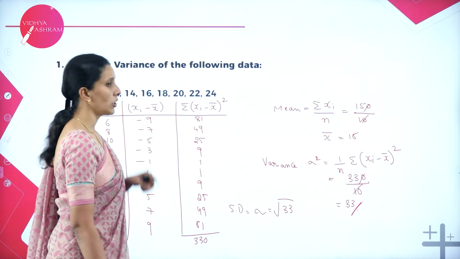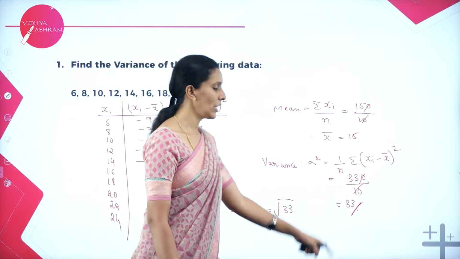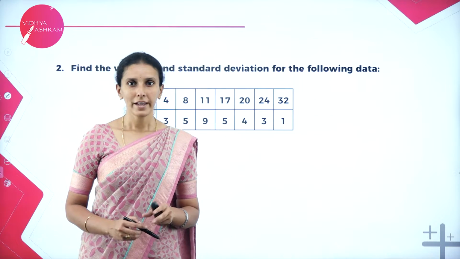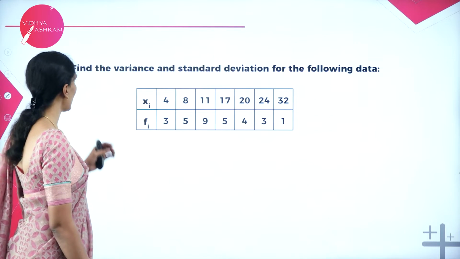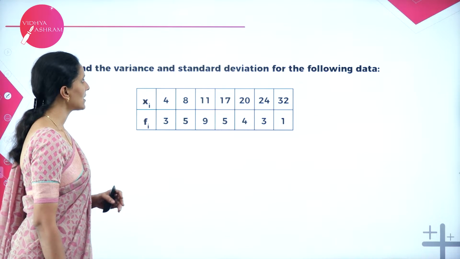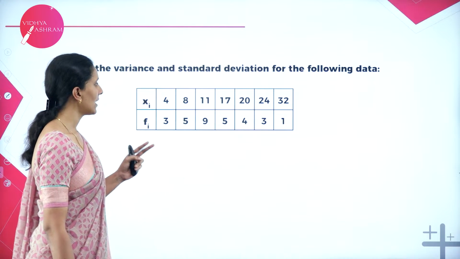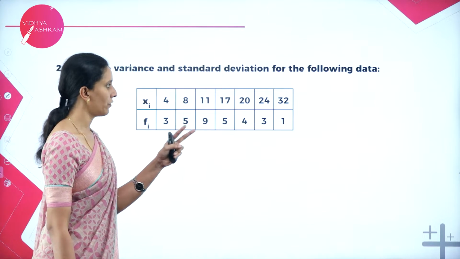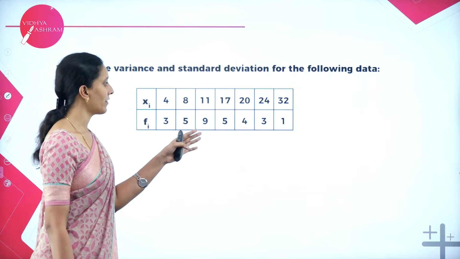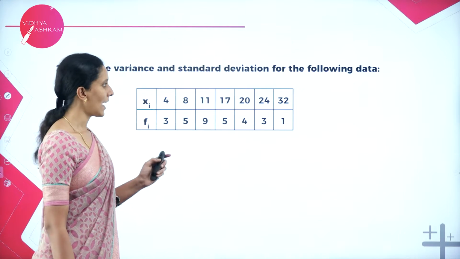Now here they have asked you to find the variance. So therefore the variance is 33. Next, let's look at the second one. Find the variance and standard deviation for the following data: 4, 8, 11, 17, 20, 24, 32 with frequencies 3, 5, 9, 5, 4, 3, 1. So let's calculate here.